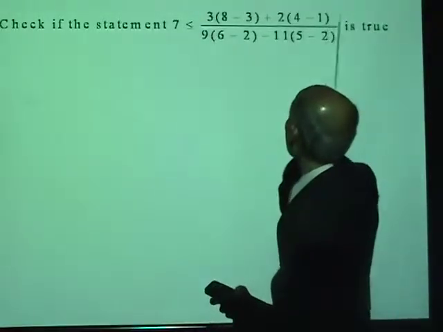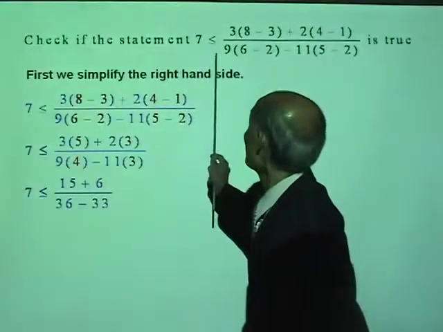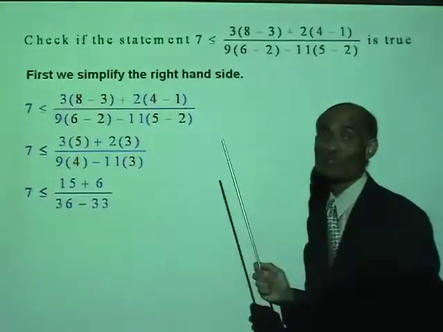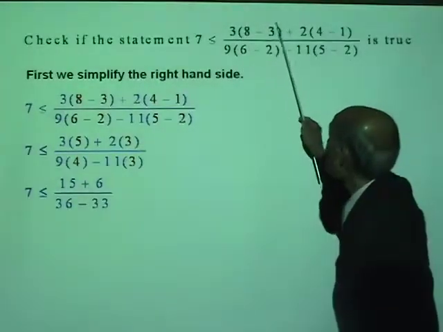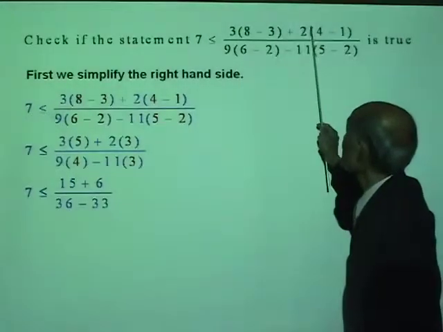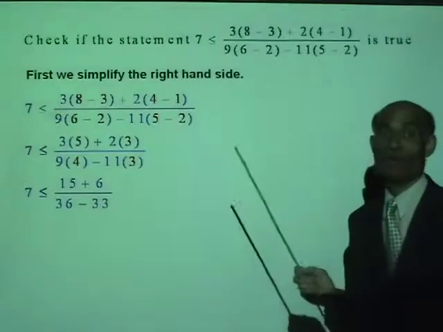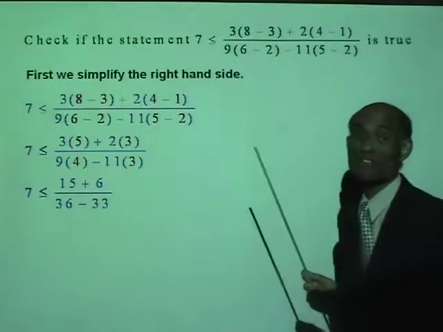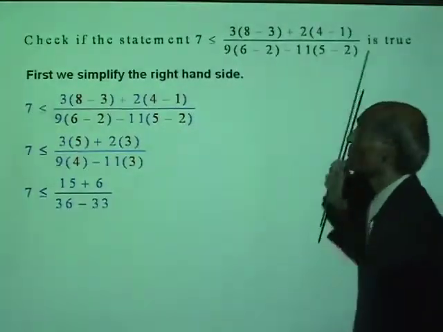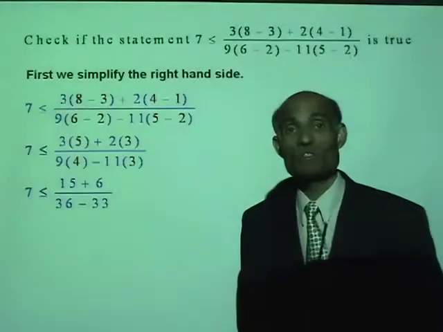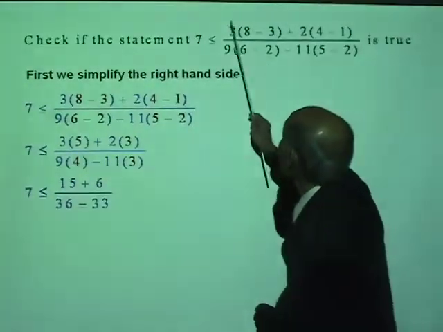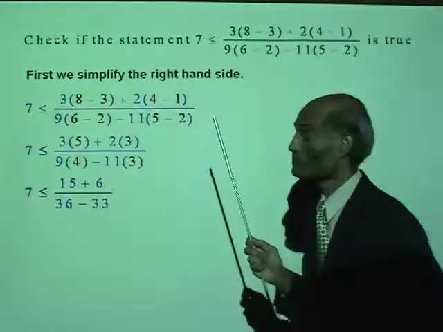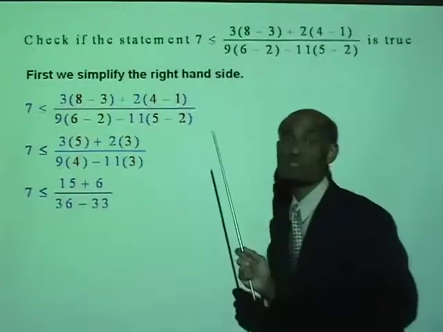All right, let's see how. We will now try this. Check if the statement 7 less than or equal to 3 times 8 minus 3 plus 2 times 4 minus 1 all over 9 times 6 minus 2 minus 11 times 5 minus 2 is true. Now, what is the method? We will first simplify the right hand side. We will simplify the right hand side because the left hand side is a simple number.